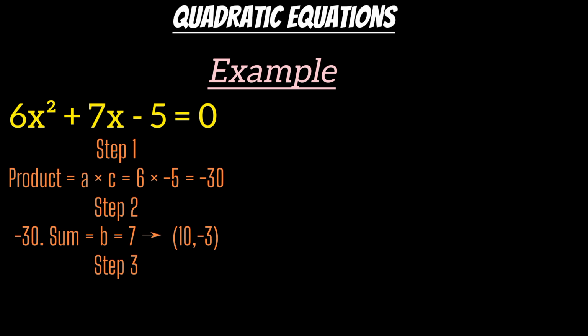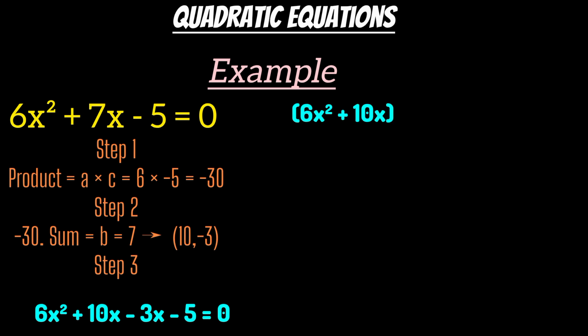Step 3, rewrite the middle term. Our middle term is 7x. So we rewrite it as 10x minus 3x, and the whole of the equation is 6x squared plus 10x minus 3x minus 5 is equal to 0. Step 4, we group. So our first bracket shall be 6x squared plus 10x, then plus our second bracket shall be minus 3x minus 5.